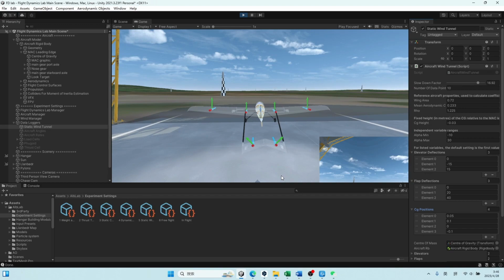Part 5 is the aircraft virtual wind tunnel test. In this test, we run this model at different flap deflections, elevator deflections, CG positions, and different alpha angles. And then we take this data to Excel.